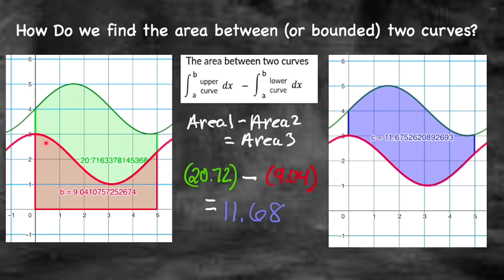If I take the whole entire green area, which is 20.72 when we round it, and I subtract the entire red area, that's going to be 9.04 when we round it, we're going to get a total area of 11.68. Now, because the red area is not below the x-axis, we're actually subtracting positive area. So we're getting rid of this red area and just keeping what's in between, which looks like this. So this area in between the two curves is 11.68.